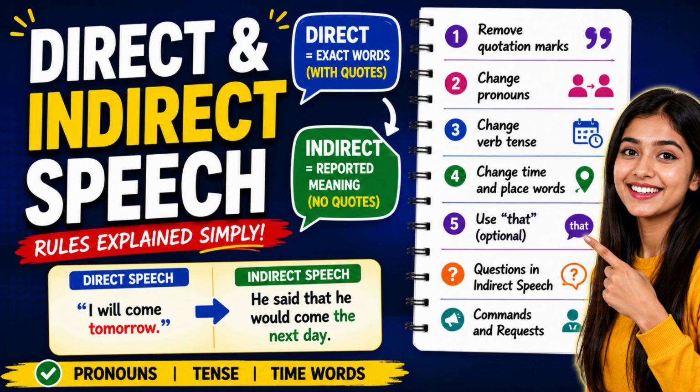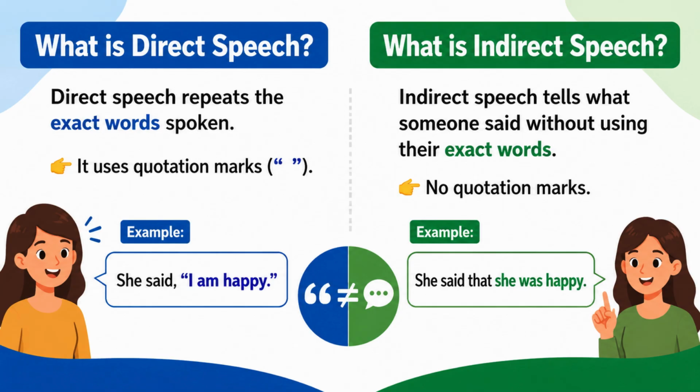What is direct speech and what is indirect speech? Direct speech repeats the exact words spoken. It uses quotation marks. She said, "I am happy." "I am happy" will be in quotation marks.